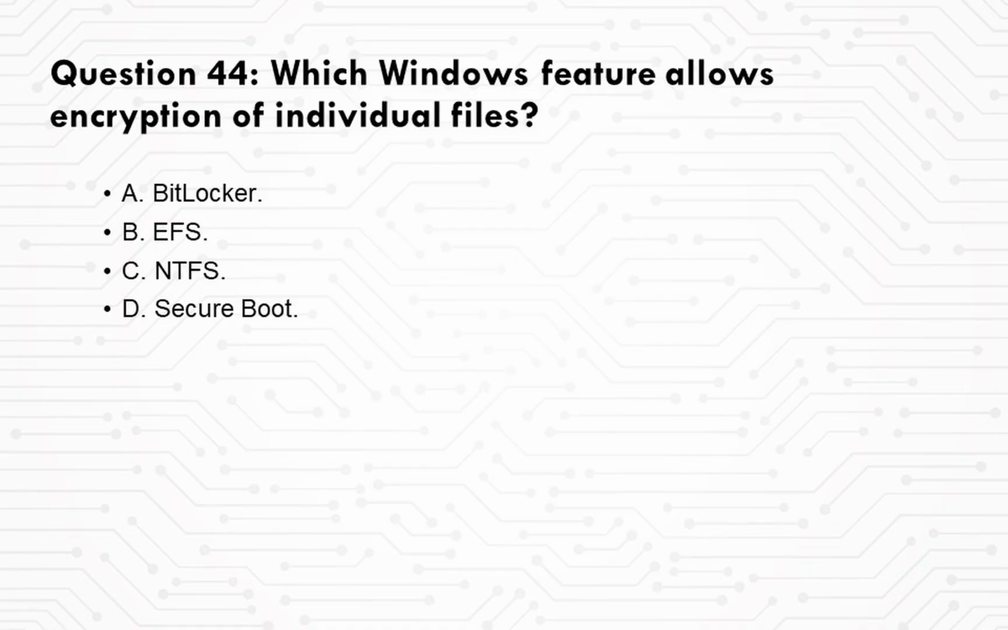Question 44. Which Windows feature allows encryption of individual files? A. BitLocker. B. EFS. C. NTFS. D. Secure boot. Answer: B. EFS encrypts individual files, not entire drives.